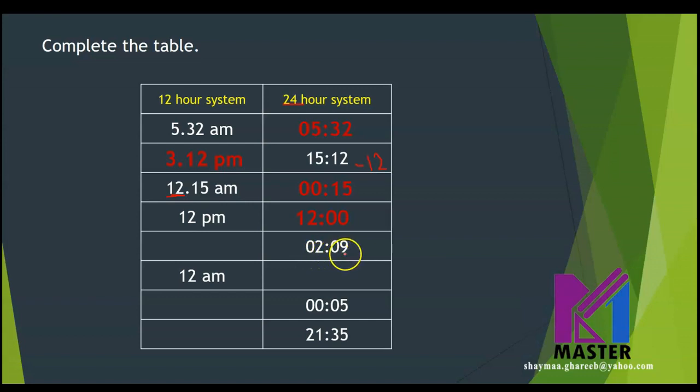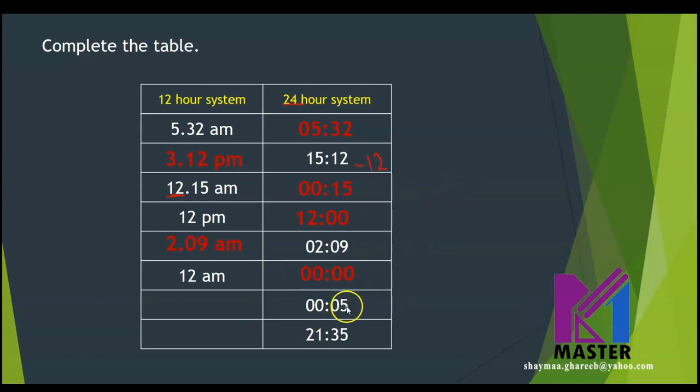2 hours and 9 minutes. So 2 o'clock and 9 minutes. 9 minutes past 2 equals 2:09 in the a.m. because the number here is less than 13. So it is in the a.m. 12 a.m., which means the beginning of the day, which means 12 midnight. How to write it using the 24-hour system? 00:00.